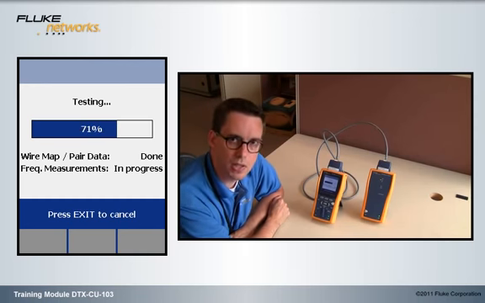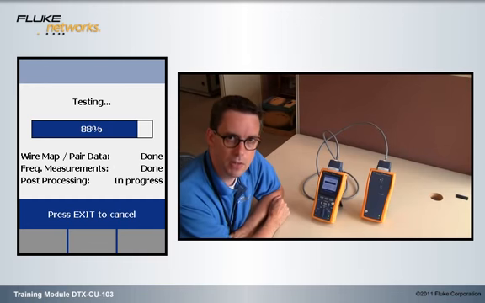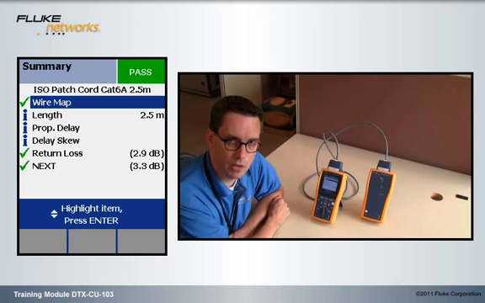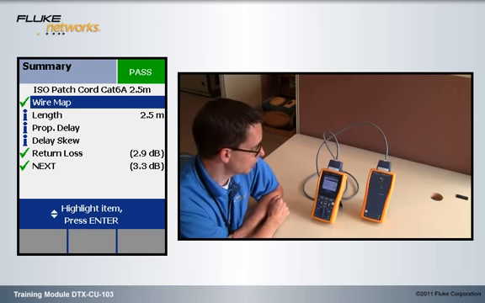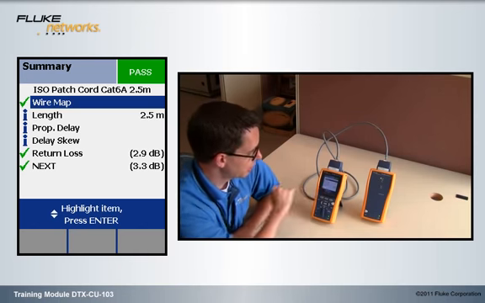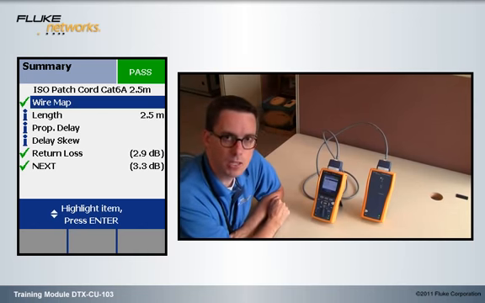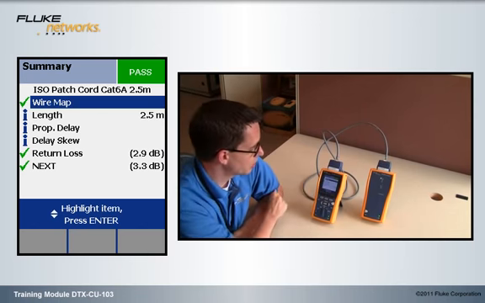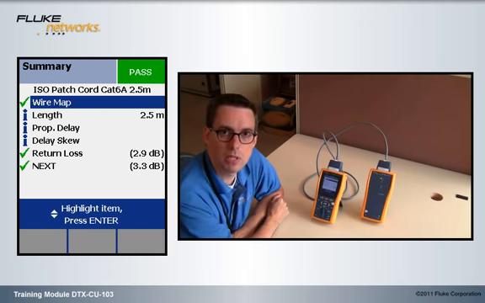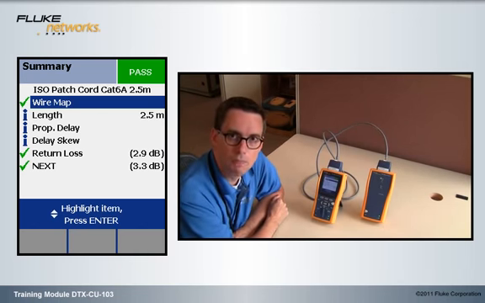The Cat6A test does take a little bit longer than the Cat6 or Cat5e test because we are running out to 500 megahertz. And good news, it passed. Our return loss passed with a margin of 2.9 dB and our near end crosstalk passed with a margin of 3.3 dB. We're good to go. And that is how you correctly certify a Cat6A patch cord.